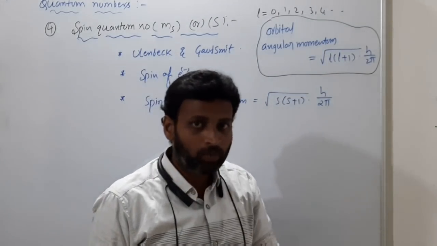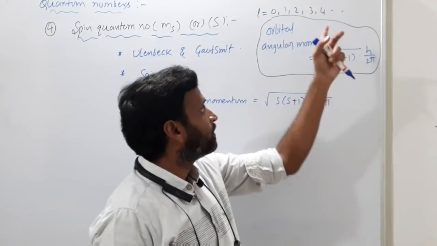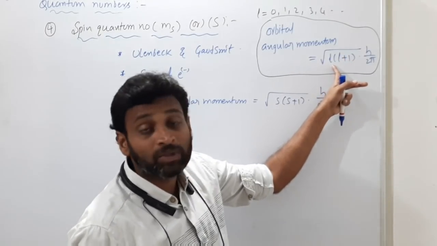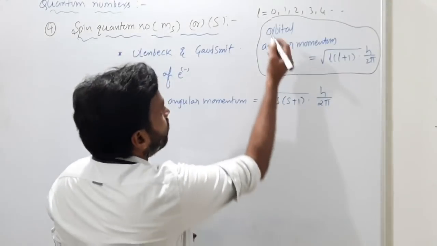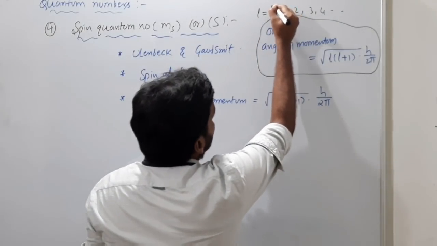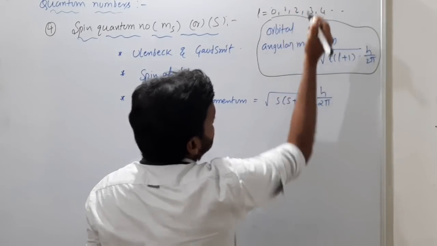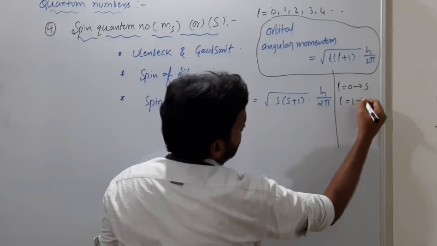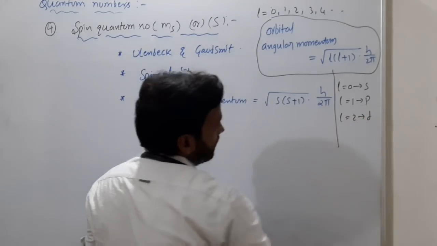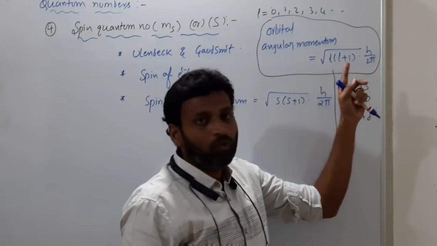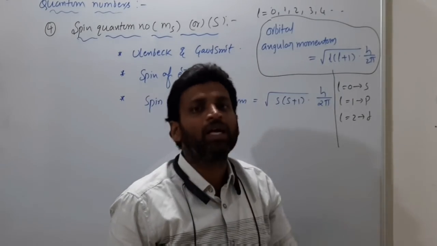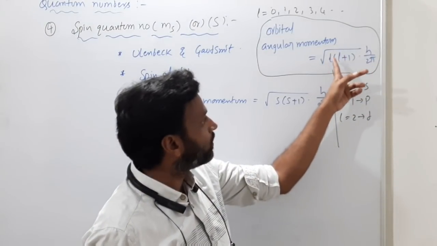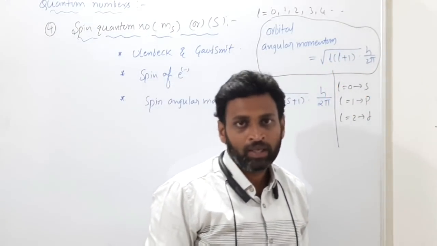Do you remember the orbit angular momentum? mvr is equal to nh by 2 pi. Yes, that is the orbit angular momentum. This is the orbital angular momentum, square root of L into L plus 1. What is L here? The azimuthal quantum number. L is 0 for the S subshell, 1 for P, 2 for D, 3 for F. For the P subshell, what is the orbital angular momentum? If they ask you, no need to worry. They will give the orbital angular momentum, square root of L into L plus 1, and you have to use that.